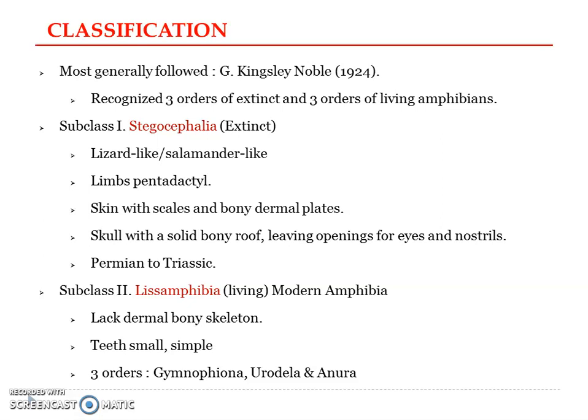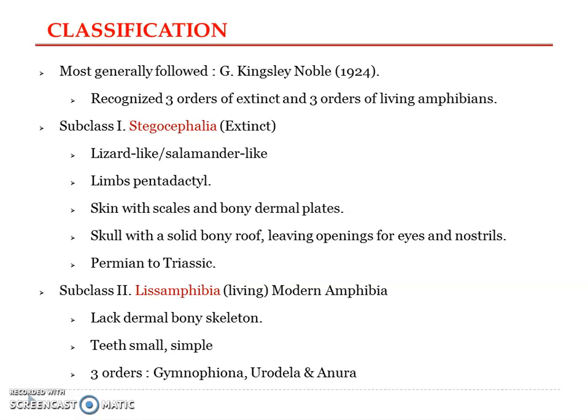Then we have the Urodela. We'll be looking into the characters later in detail in the coming presentations. Urodela: uro means tail. So Urodela are the tailed amphibians, and they are also referred to as Caudata. Here again, cauda means tail, and these are amphibians bearing a tail. So they are tailed amphibians, and the order includes the salamanders and newts.